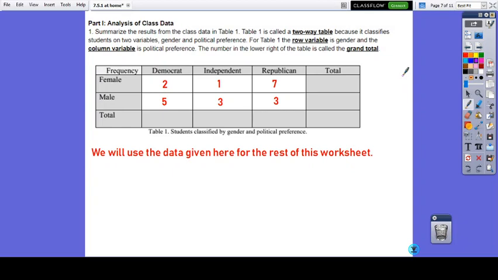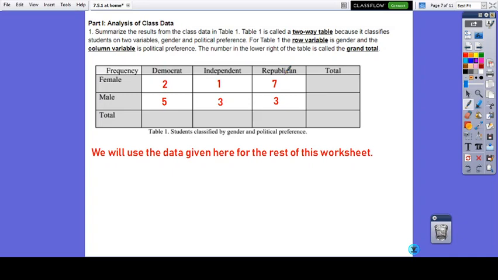It says summarize results from the class data in table one. So we didn't have a class data, so I'm giving you the class data. If you look at the red numbers here, we're going to say that 2 of the Democrats were female and 5 of the Democrats were male. We're going to have 1 female that's independent, 3 males that are independent, 7 females that are Republican, and 3 males that are Republican.